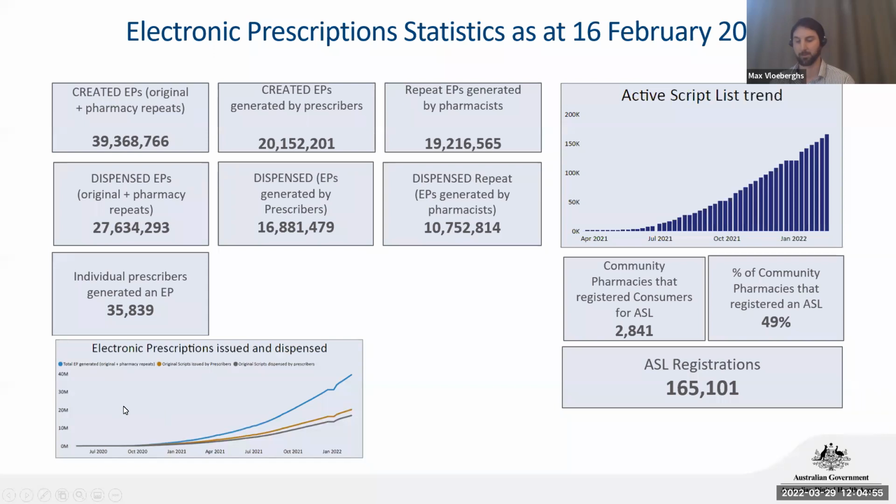And if we look at the graph at the bottom here, we can see the number of electronic prescriptions has increased quite substantially from last year. If we look at April last year, it was close to 10 million, and it's gone all the way up to close to 40 million just this year. So it's really increased a lot, and electronic prescriptions are being used more and more.